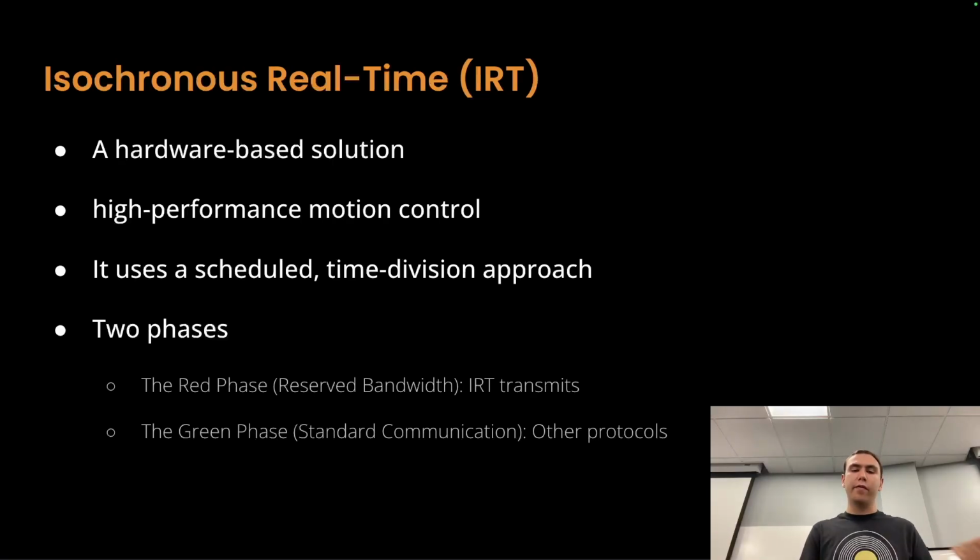And then you have this green phase, which is for standard communication, which means any other protocol can go across the wire. So this means that you can have this asynchronous real-time while having your standard configs come down using the non-real-time protocol underneath PROFINET, allowing it to be used with a lot of other protocols as well.